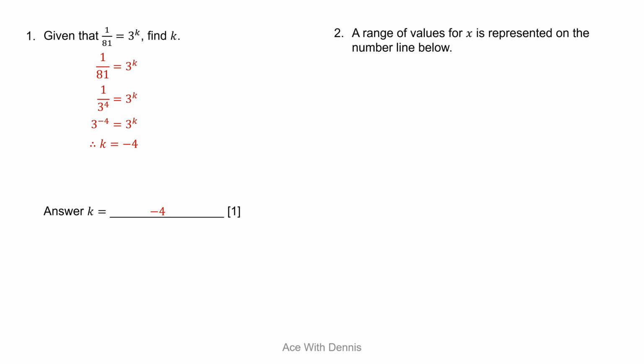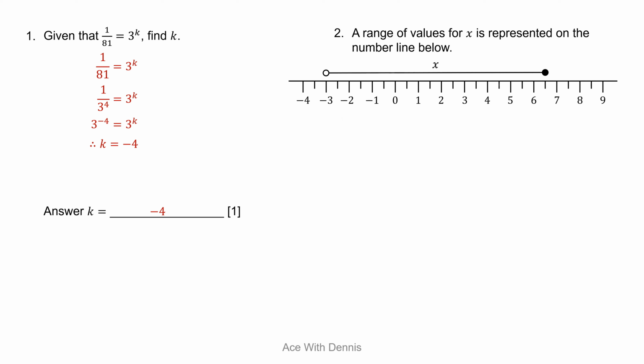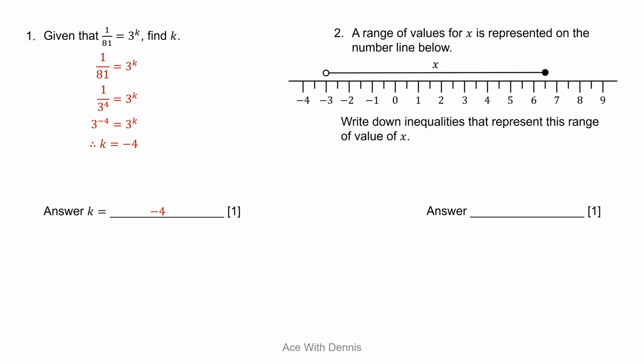Question 2. A range of values of x is represented on the number line below. Write down inequalities that represent this range of values of x. 1 mark. As you can see from this number line, the range starts from negative 3 with a white dot. That means it is not inclusive of negative 3, and it ends at 6.5 with a black dot, which means it includes 6.5. Hence, the answer will be negative 3 less than x and less than or equal to 6.5.